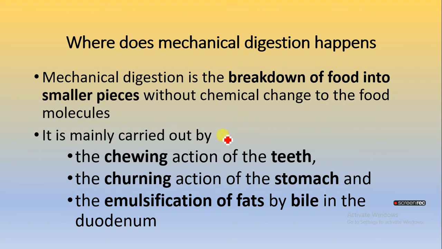Now, it is mainly carried out by, first, the chewing action of the teeth when you use your teeth to chew the food, and secondly, the churning action of the stomach, and lastly, the emulsification of fat by bile. So three parts in the alimentary canal where mechanical digestion takes place: first, the chewing action of the teeth, the churning action of your stomach, and the emulsification of fat by bile, which takes place in the duodenum, which is the upper part of the small intestine.